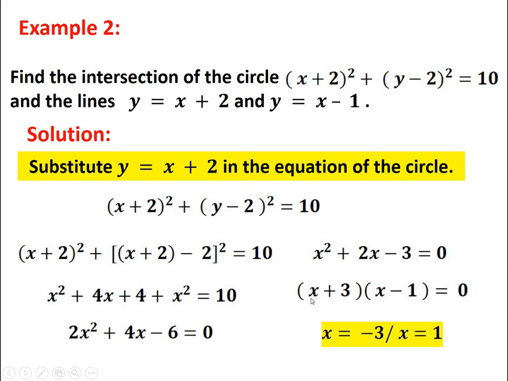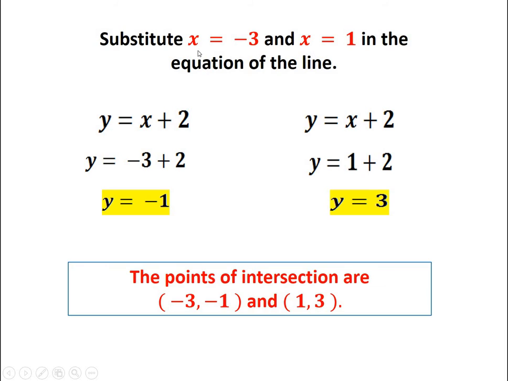Okay, so x plus 3 equals 0, then x is negative 3. Then x minus 1 equals 0, then x is positive 1. Okay, so using the values of x, which is negative 3 and positive 1, in the equation of the line. So this is the equation of the line.